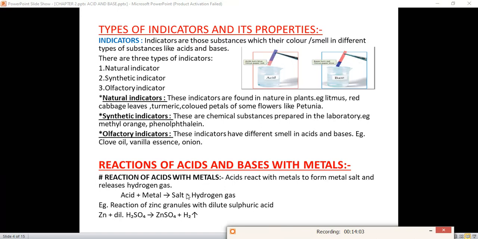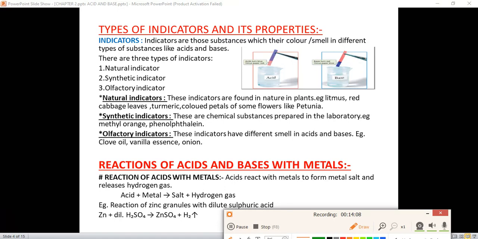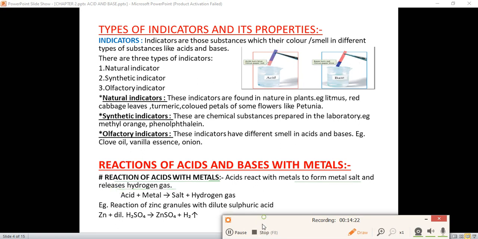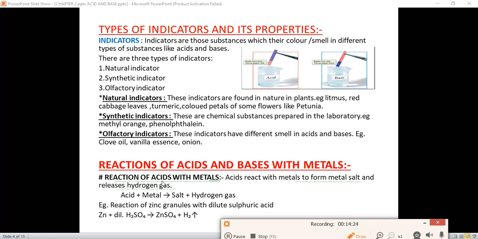Our next topic is reaction of acids and bases with metals. Reaction of acids with metals. Acid reacts with metal to form metal salt and releases hydrogen gas. Acid reacts with a metal to give salt plus hydrogen gas. Always remember this reaction.